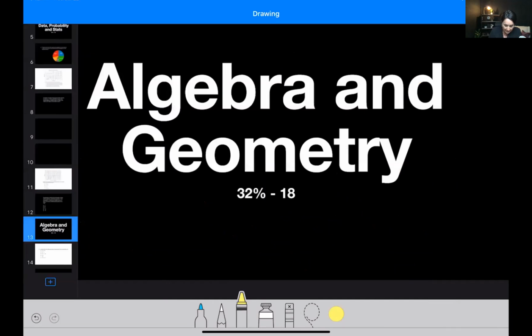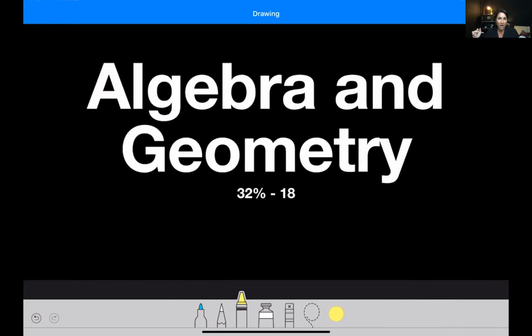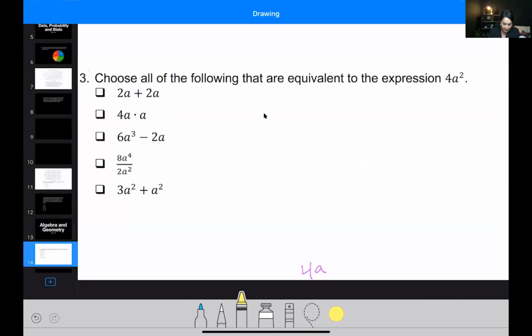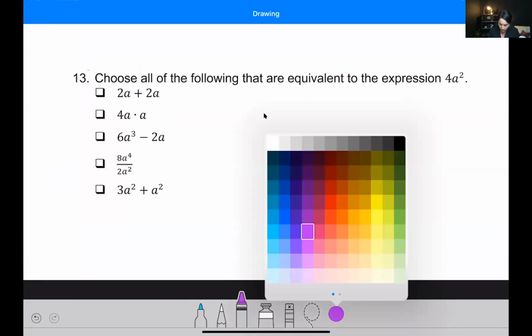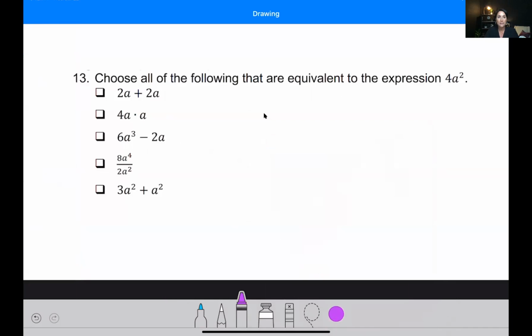All right, let's take it to algebra and geometry now. Algebra and geometry is going to be 32%, and that's going to be 18 questions, okay? I'm going to need to go a little darker because we're working on a light screen here. I'm going to look at my answer choices first before I do anything. This is number 13 in your handout. Notice that it's choose all that apply.